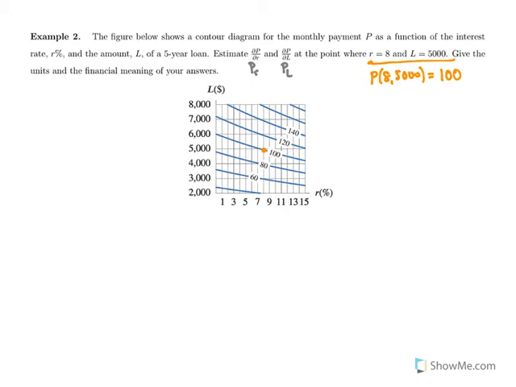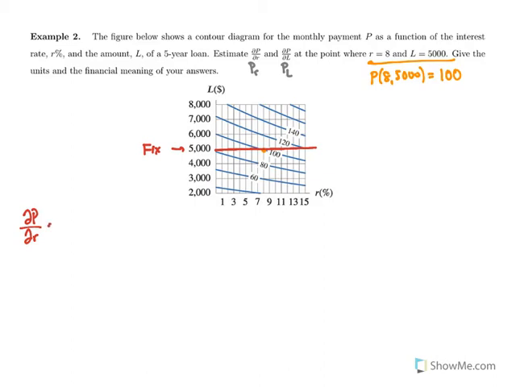Okay, to think about these derivatives, we're going to focus on either R or L at the same time. Let's focus on R first. So we're going to look at dP/dR, the derivative with respect to R. We're going to fix L equal to $5,000. So our whole world is just going to be on this line. That's all we're focusing on. We're thinking about a function of one variable.